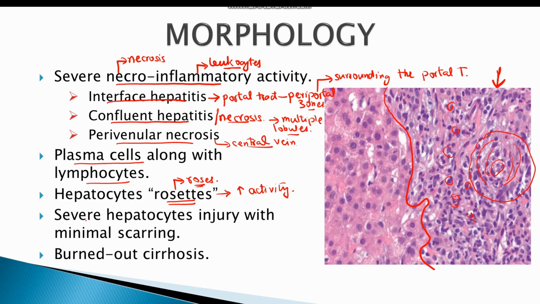So the disease is typically characterized by severe hepatocyte injury with widespread confluent necrosis and minimal scarring. Burned out cirrhosis might also be present in certain cases. Burned out means that the liver is actually cirrhosed, but there is no cellular activity suggestive of liver cirrhosis.